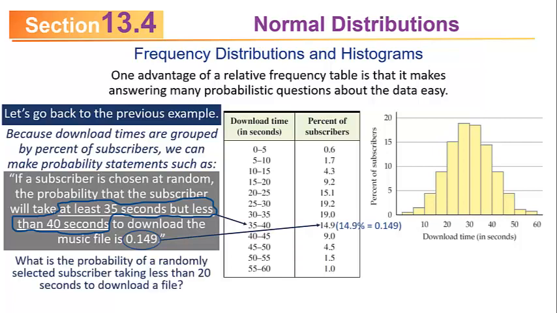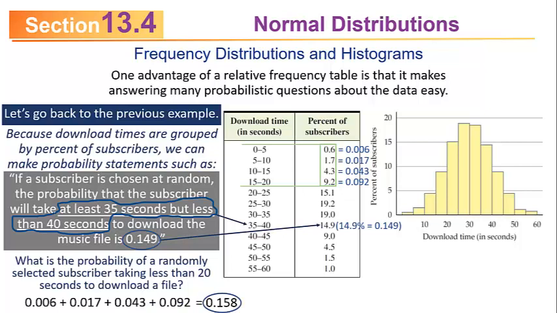What is the probability of a randomly selected subscriber taking less than 20 seconds to download a file? Well, you look, 0 to 5 is less than 20 seconds, 5 to 10 is less than 20 seconds, 10 to 15 is less than 20 seconds, and 15 to 20. So if you take all the percentages that satisfy the statement that it's less than 20 seconds and add them up, you want to change them from a percent to a decimal. So you move the decimal place 2 places to the left, add them up, and you'll see that the probability is 0.158. You could have added up the numbers and then moved the decimal place to the left. You'd get the same result.